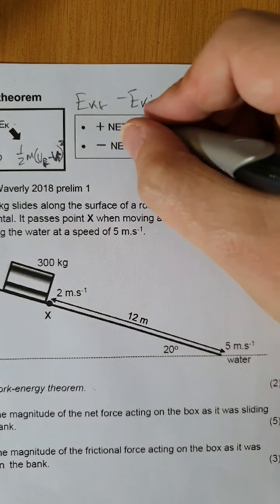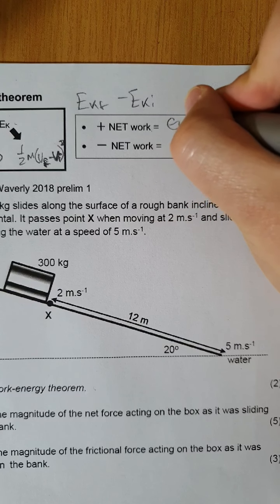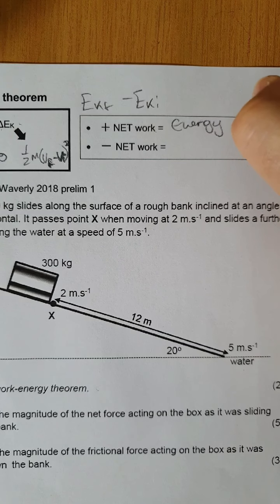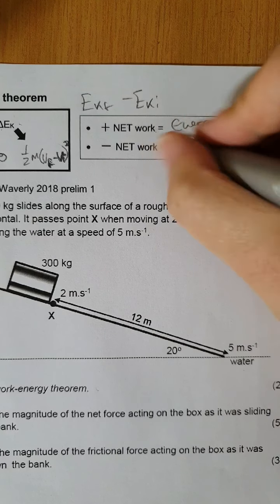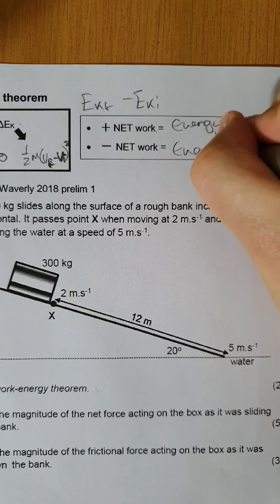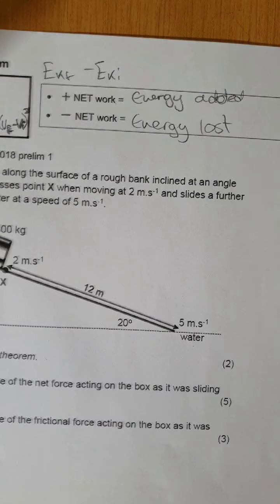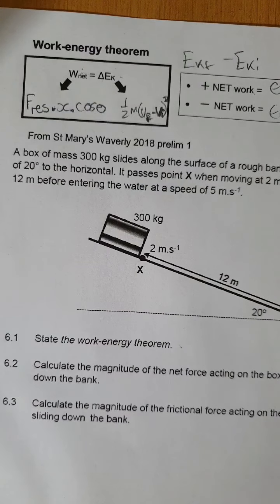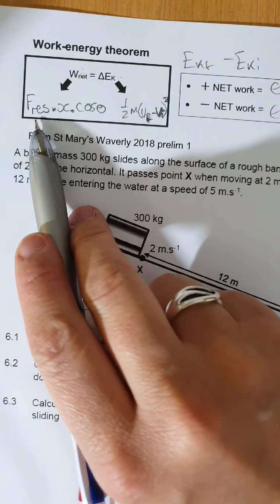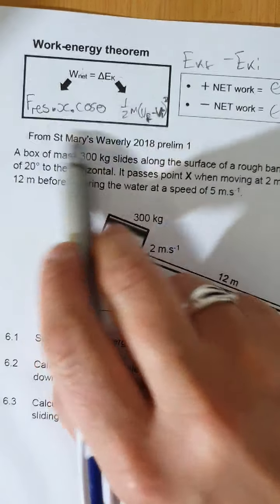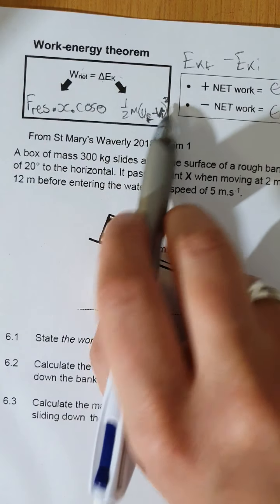Remember that plus net work means energy added, and this means energy lost. Okay, so there we have our resultant force, what resultant force is equal to, and what kinetic energy is equal to.